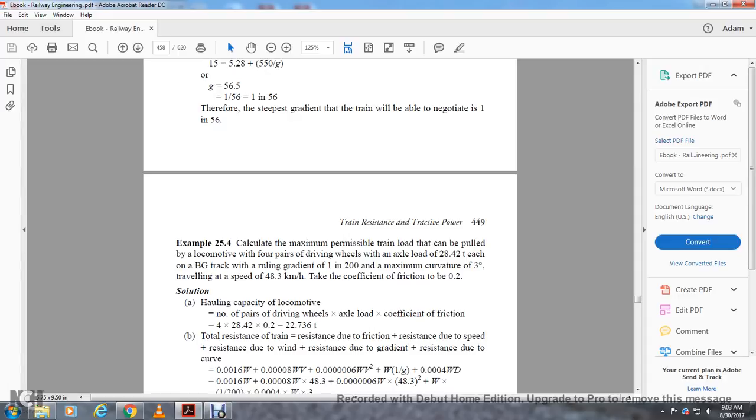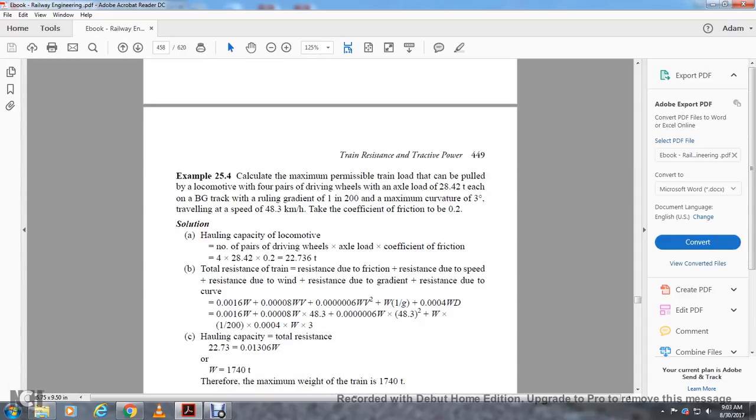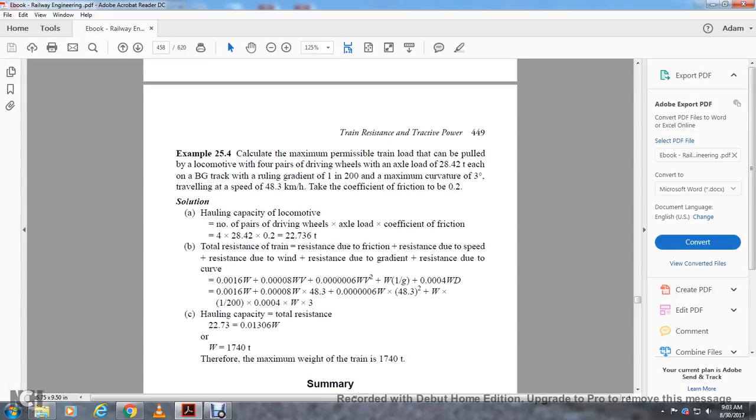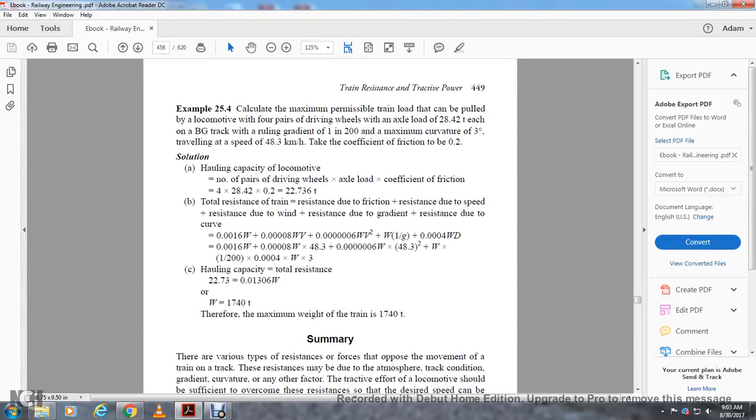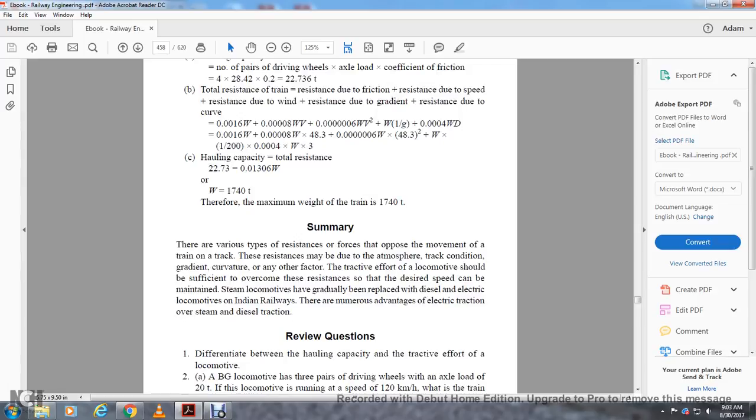The total resistance of the train is equal to the resistance due to friction, resistance due to speed, resistance due to wind, resistance due to gradient, and resistance due to the curve. Equating the hauling capacity to the total resistance, the maximum weight of the train is 1,740 tons.